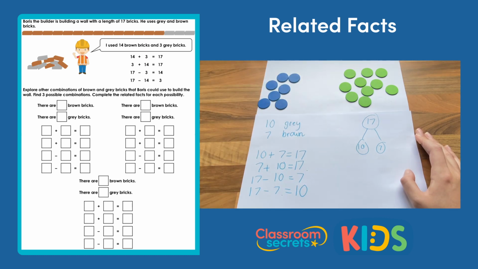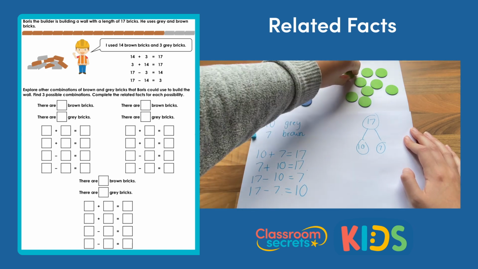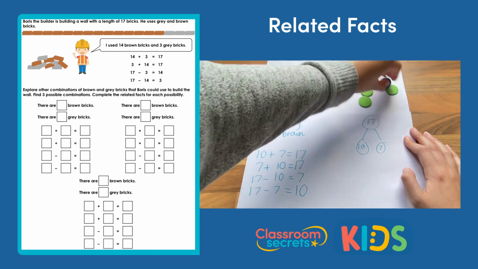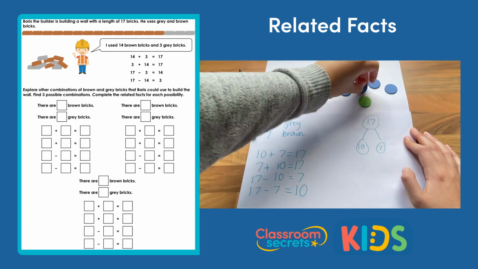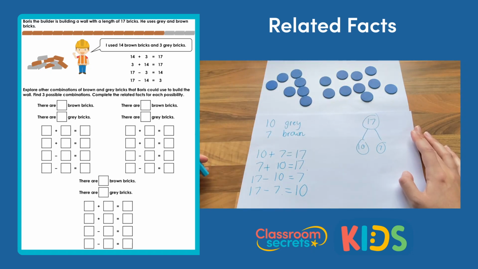So there's another way of working it out. Remember, all you have to do is just split up your 17 in lots of different ways. Doesn't matter if you don't have double-sided counters, you can still move them across to count the different parts, or you could draw them and cross them out, that's fine as well.